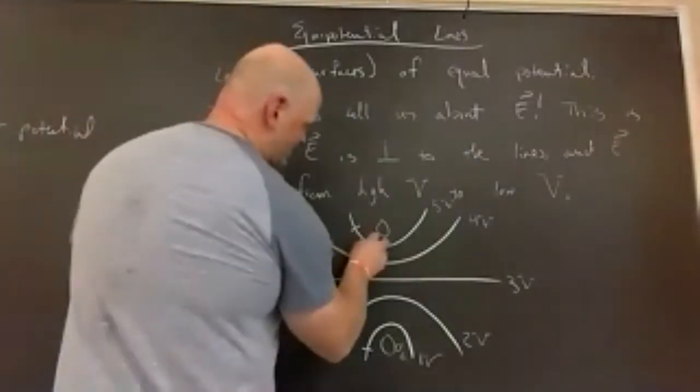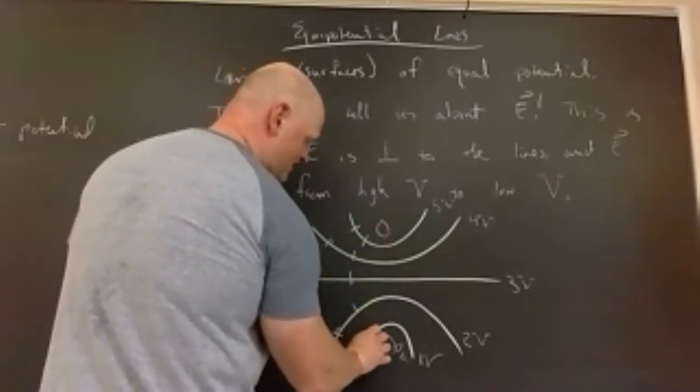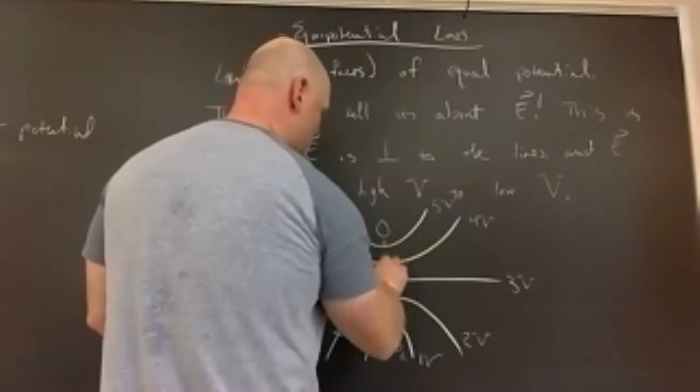So what this says is if I simply know these equipotential lines, I can then map out what exactly the electric field lines look like by simply drawing these perpendiculars.